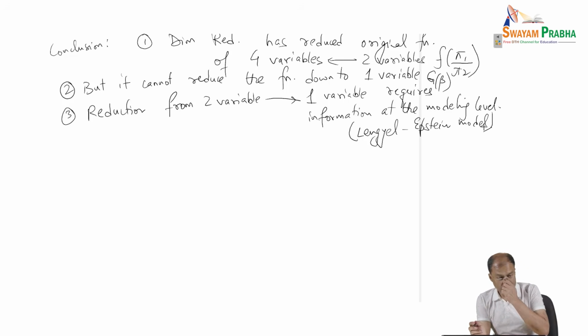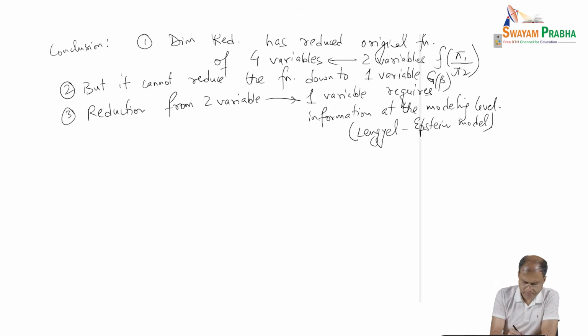Okay, so that brings us to the close of this discussion, namely the dimensional reduction of the variables and how it can be used to solve complicated problems. Now, in the next topic, we are going to introduce yet another method of solving the problems in classical mechanics, namely the method of similarity transformation or similarity variables.